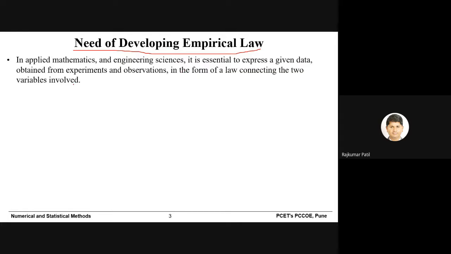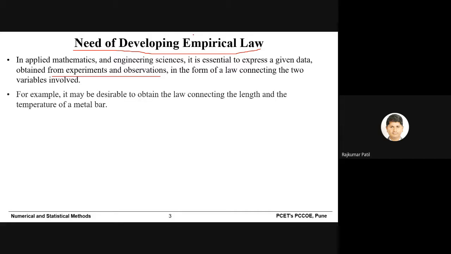In mathematics, engineering, science, and technology, it is very essential to express data obtained from experiments and observations in the form of a law connecting the two variables. You already performed experiments in fluid mechanics and turbo machinery. You were varying one value and correspondingly getting some output. Then by using this regression technique, you were developing empirical relations, and through that you were making some predictions. We will see some examples.